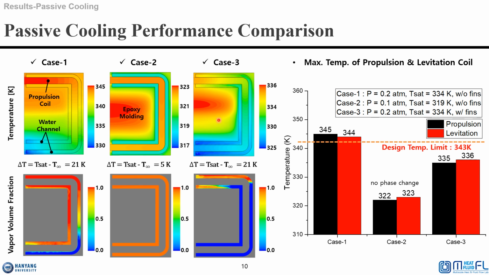Case 3 shows superior cooling efficiency than case 1. An active phase change occurs in the upper region of the propulsion coil, producing substantial cooling effect in that area.